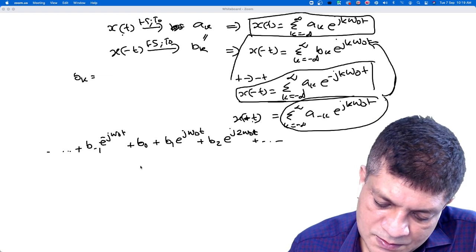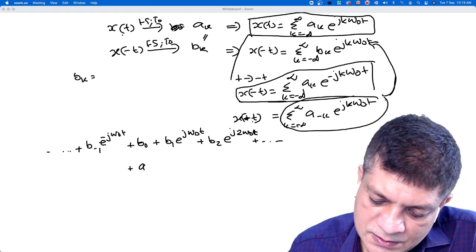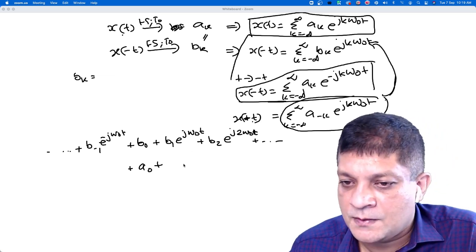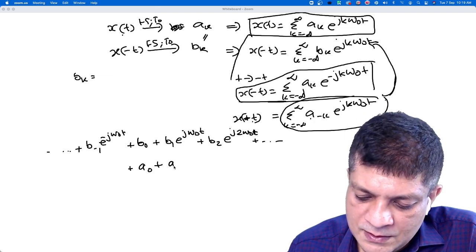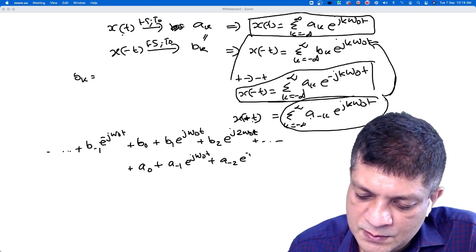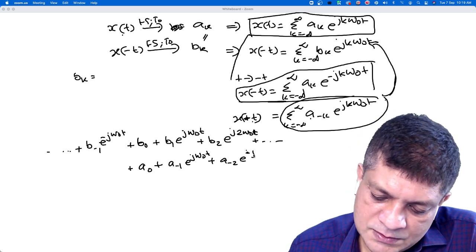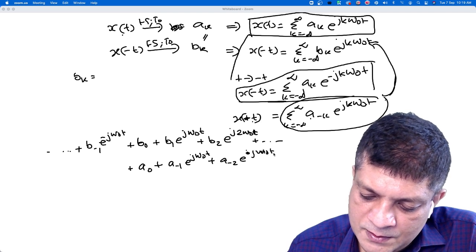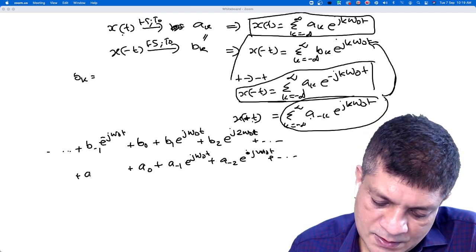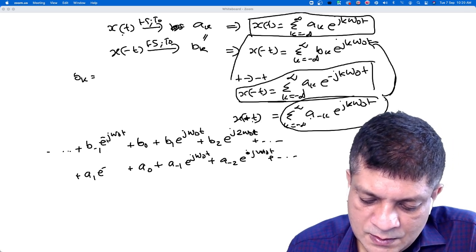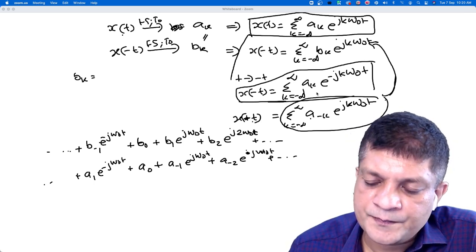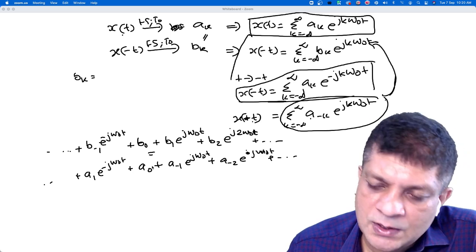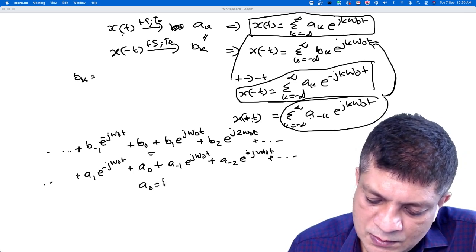And what about this? When k is equal to 0, it is a0 plus what? What is the value when k is 1? A minus 1 e to the power j omega naught t plus a minus 2 e to the power j2 omega naught t plus, and here it will be a1 e to the power minus j omega naught t, isn't it? I'm expanding this series.